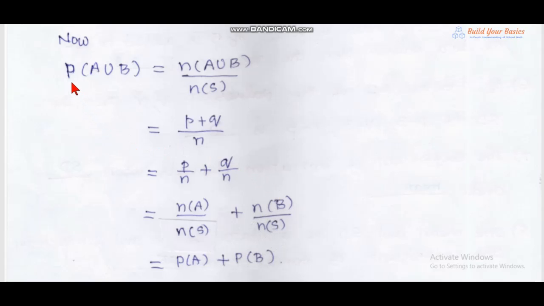So we have proved when A and B are mutually exclusive events, probability of A union B equal to probability of A plus probability of B. The sum is done.